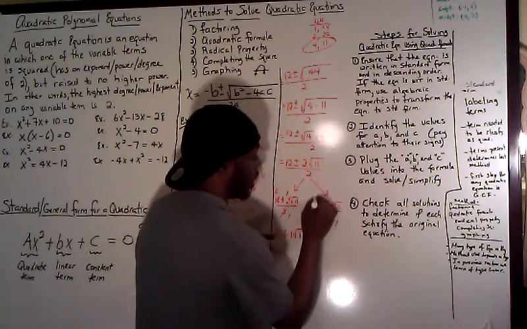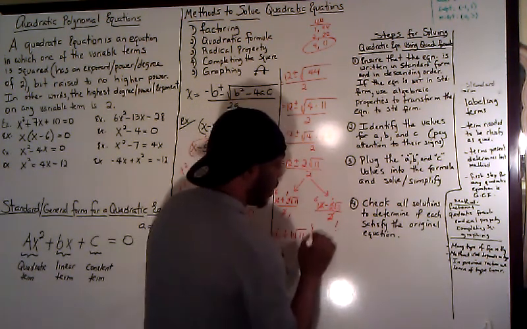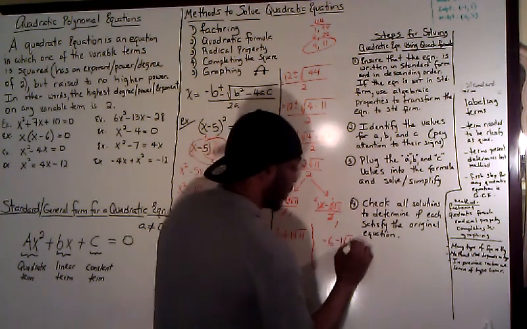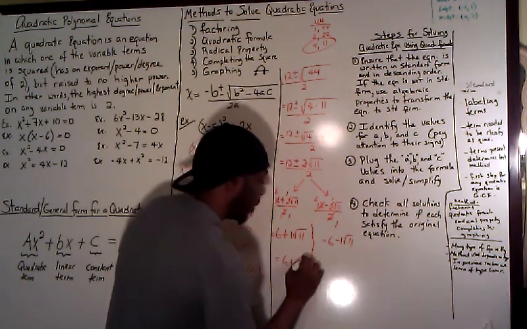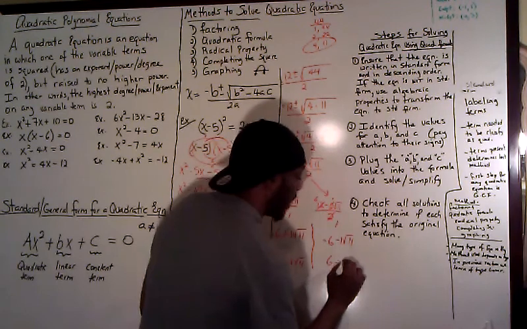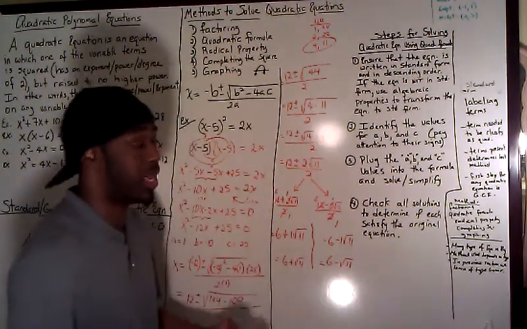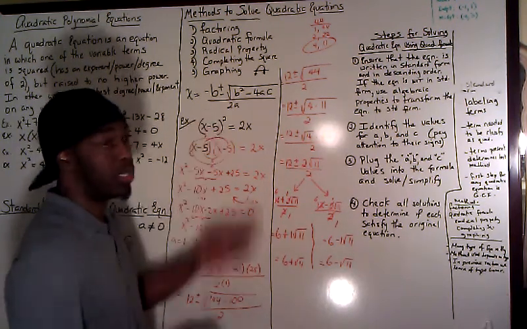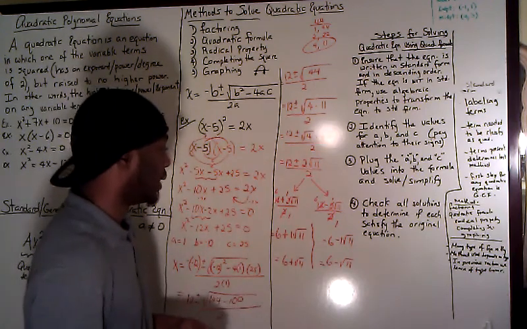The same thing here, so that becomes 6 minus 1 square root of 11, and we can just rewrite these as 6 plus the square root of 11 and 6 minus the square root of 11. These are our two solutions here. Again, we can check the solutions back into our original equation, and you will see that they satisfy the equation.